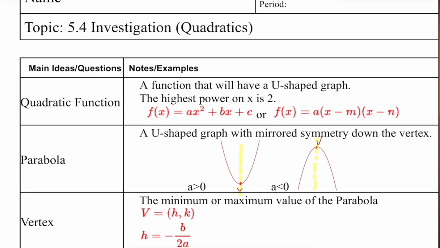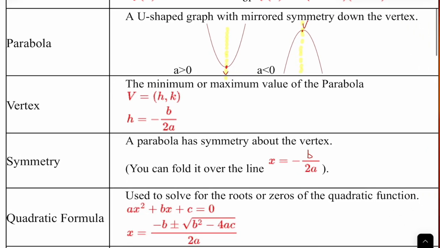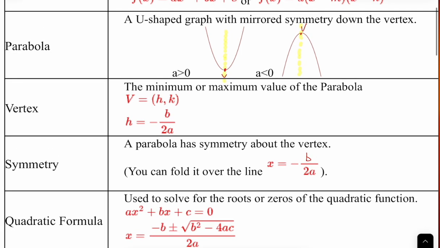So what's great about the symmetry, once you know the vertex, if you are equally spaced on each side, you're always going to be at the same height. So once you know the vertex, you're going to be equally spaced as you go and it gets progressively wider. Now, it's also important to know what the vertex gives us. The vertex gives us the maximum or minimum value of the parabola.